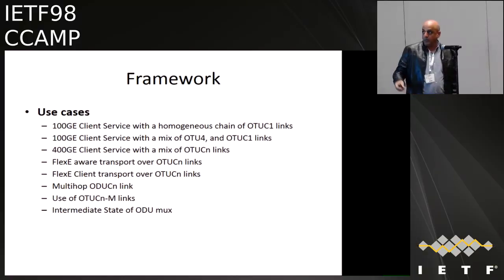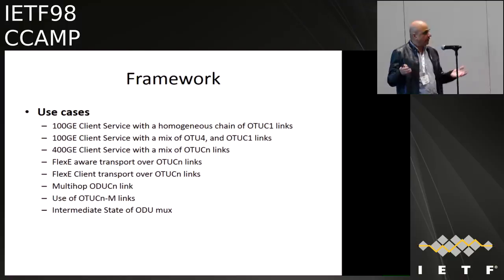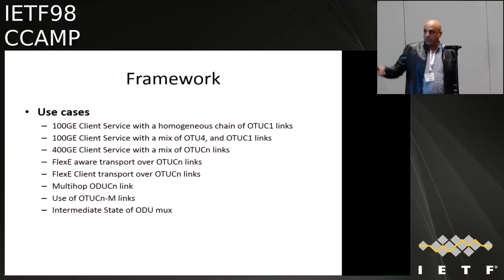In the framework document, we also list some of the use cases. If you remember, in the last IETF some of the use cases were presented there. This extends the use case list. We'd like folks to take a look and comment if something is missing. It covers a mix of different OTU links, the traditional OTU links, and also a multi-hop concept.